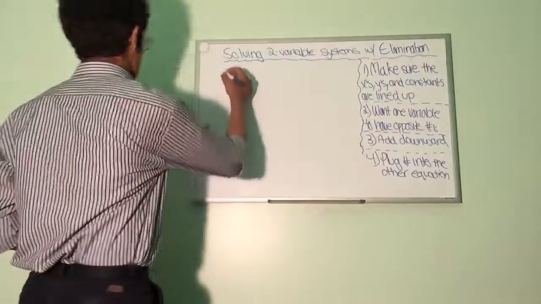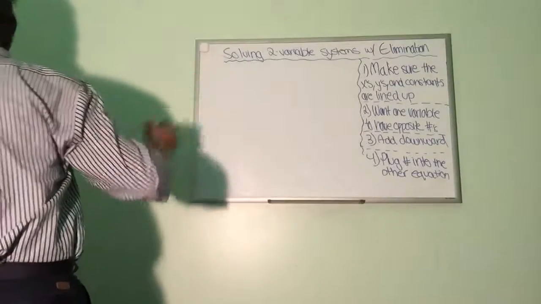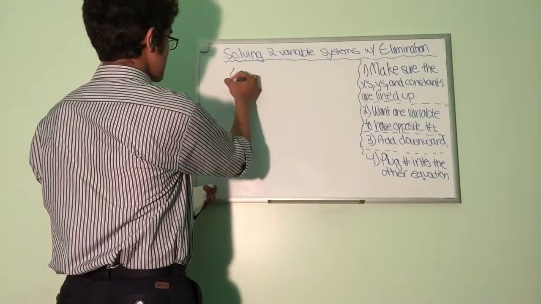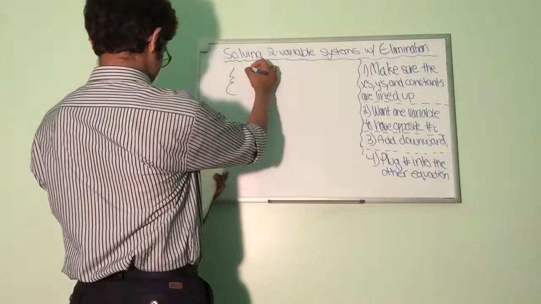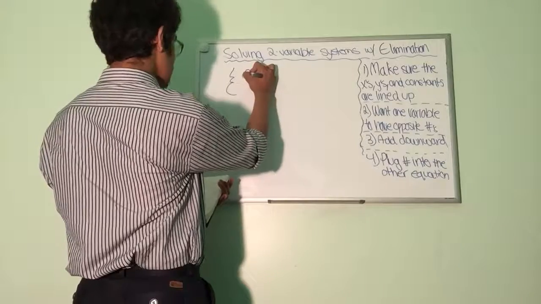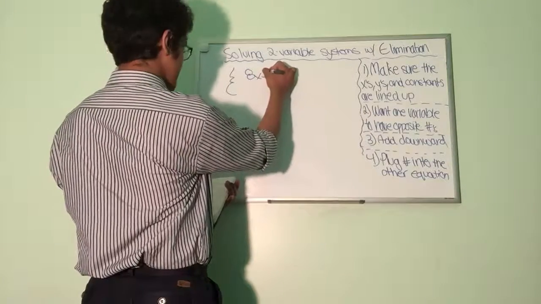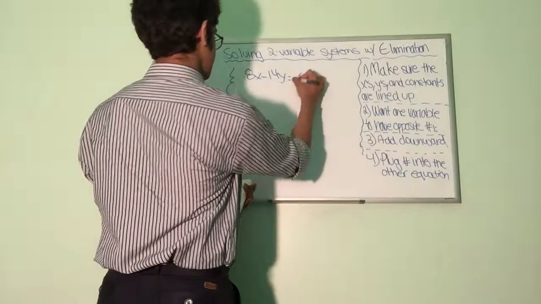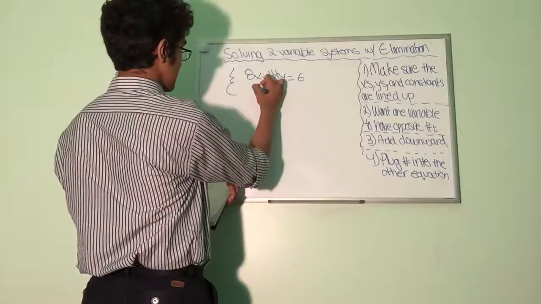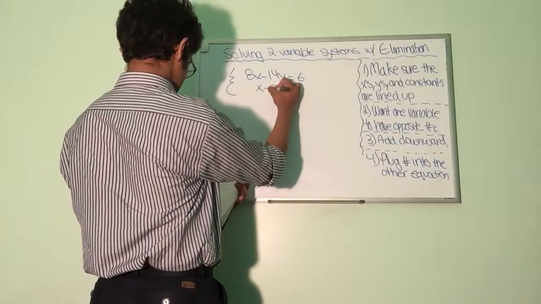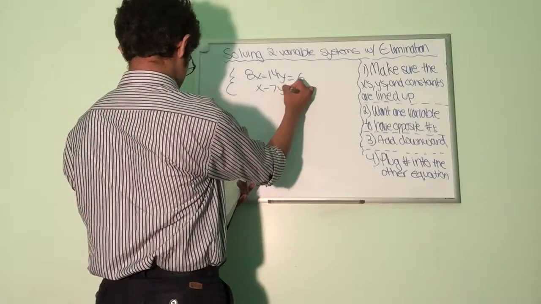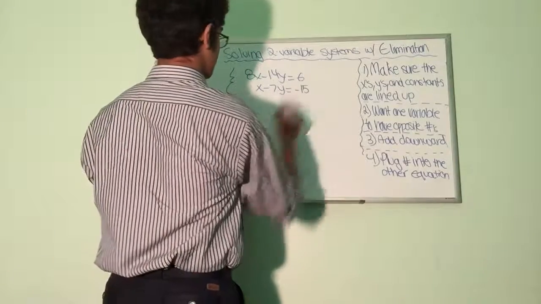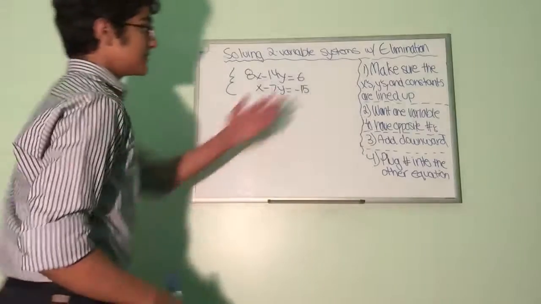Let's take a system, and let's use the elimination method to solve it. So let's say 8x minus 14y equals 6, and let's take x minus 7y equals negative 15. And now let's just follow these steps.